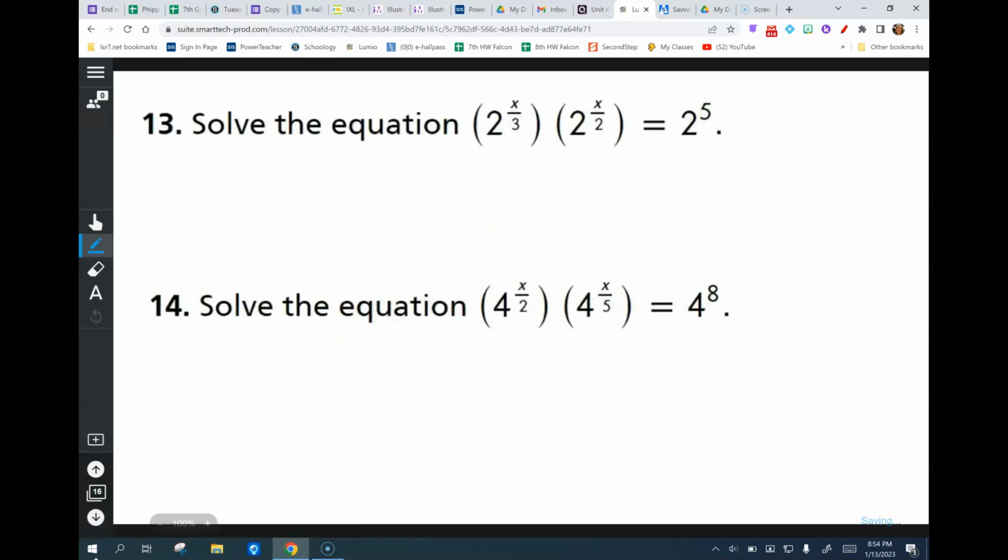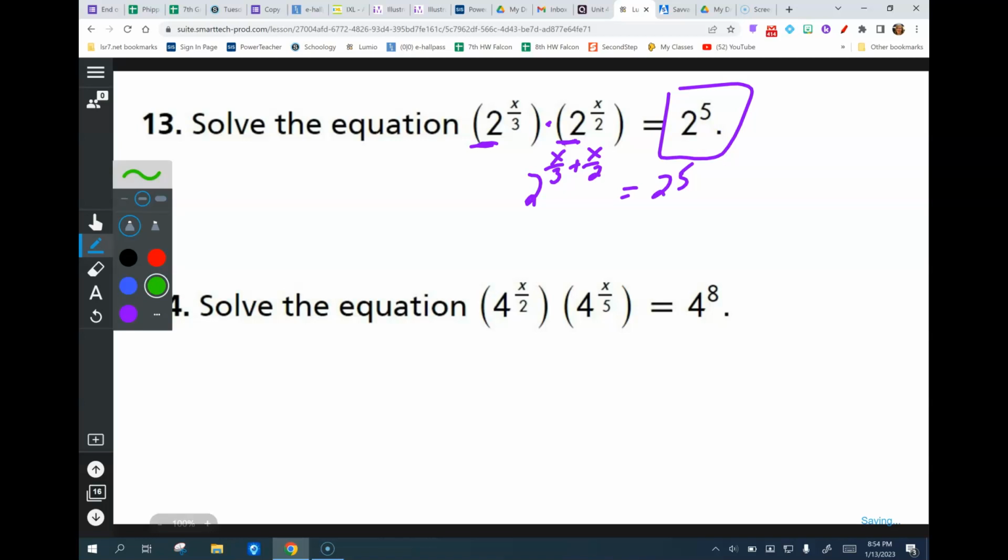Now we're going to do some more solving of equations. So if my base is the same, okay, and again, I'm covering up this right-hand side with my hand, but you can't see that from where you're at. So I'm taking this part right here and I'm covering up. So just let that hang out for a second. When I have like bases and I'm multiplying, then I'm going to add the exponents. So this is 2 to the x/3 plus x/2 is equal to 2 to the 5th. So then from there, 2 to the 5th, not 25. So that would be 2 to the 5th.